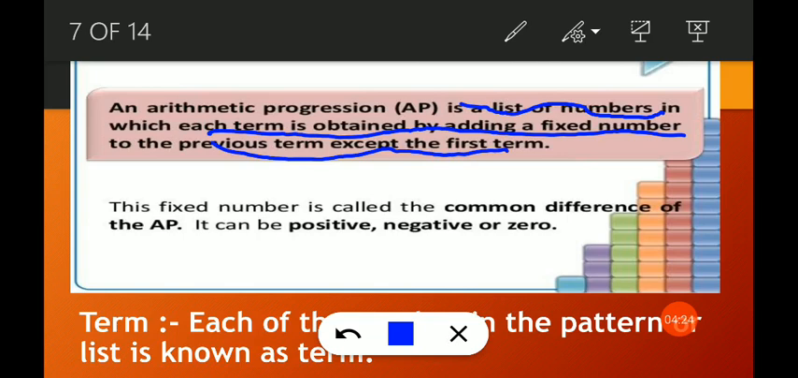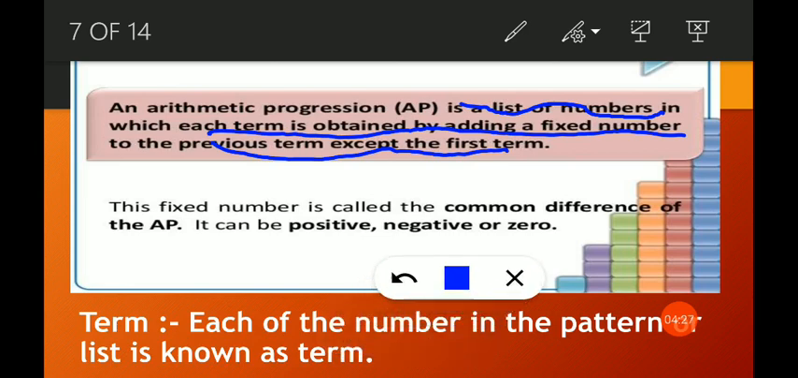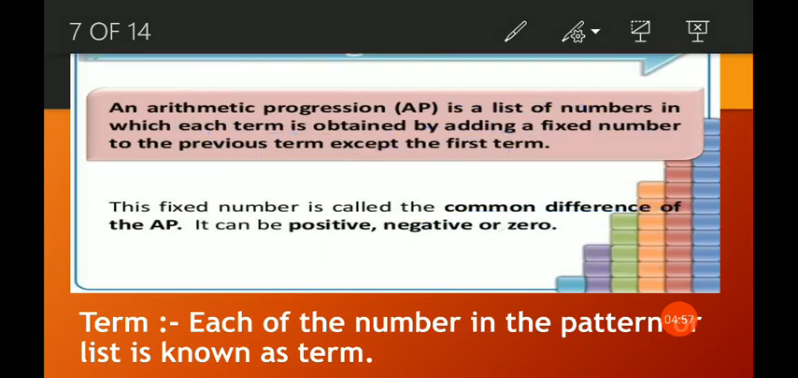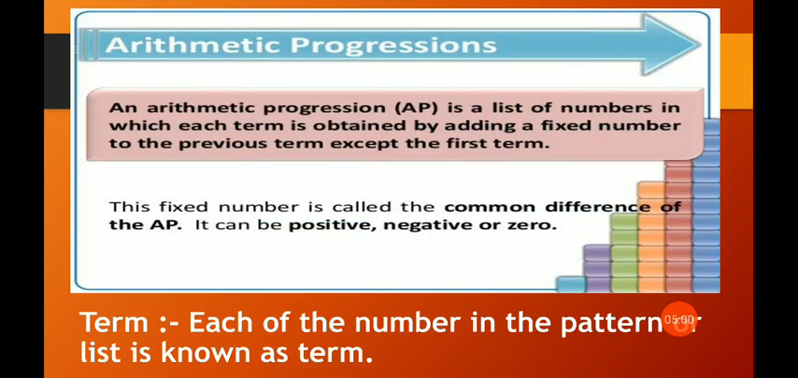So if we are adding certain numbers to the list of numbers, then that list of numbers is known as arithmetic progression, and the fixed number which we are adding is known as common difference of arithmetic progression. It can be positive, negative, or 0.